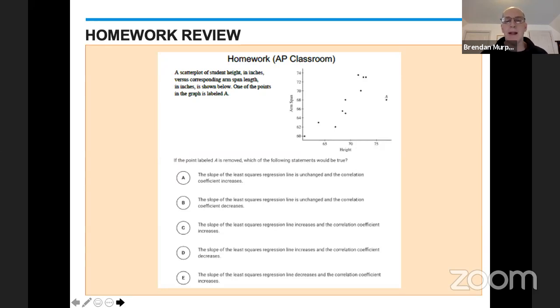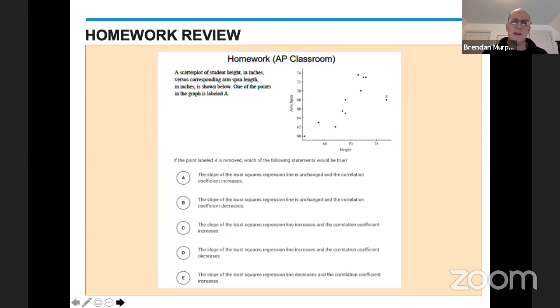So bivariate data, my x-axis is my explanatory variable, my y-axis is my response. Sometimes I do height versus weight, or height versus shoe size, or height versus arm span. And we usually have a good discussion, why is height the explanatory variable and arm span the response? And honestly, this one probably could go either way. You could probably talk to a medical professional.